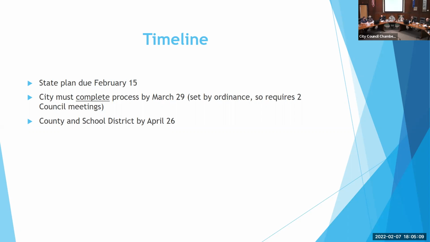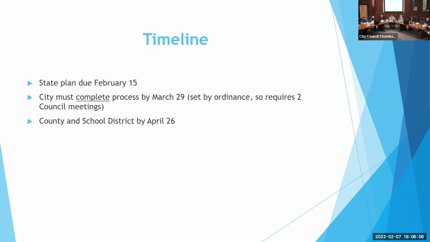Once that plan is out, the city must complete the process by March 29th. I would note that our redistricting is by ordinance, so that requires 2 cycles through council. The law does say it's either March 29th or 6 weeks after that plan comes out, whichever comes first. So if that plan is late, we don't get additional time. So that's why I'm bringing you this information tonight, so that you have the information to make a quick decision on the plan. Then once the city completes our process, the county and school district have 1 month to complete theirs after we're done. So obviously, the sooner we're done, it does provide them a little bit more time.